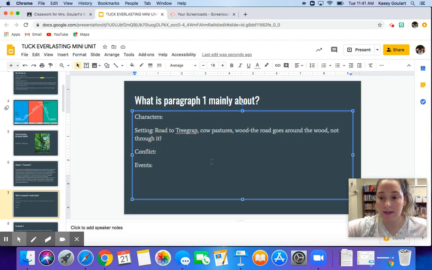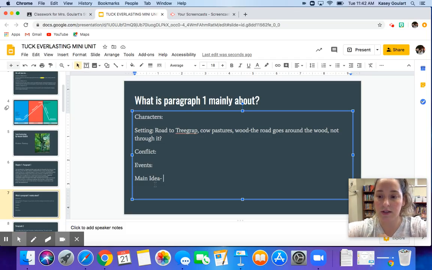So if I were to ask you, what is paragraph 1 mainly about? What would you say? It is mainly about the setting of the story. Click underneath events and press return or enter depending on what type of computer you're using. I want you to put main idea dash. We usually use main idea for nonfiction passages. But it is interesting to note that there is a point.